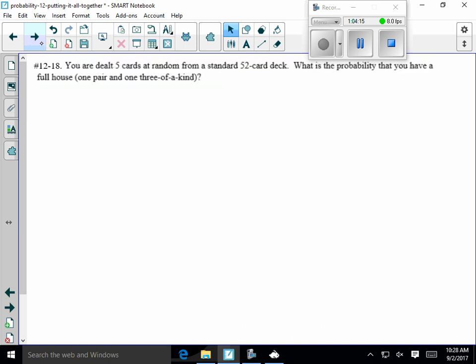Okay, let's try another one here. It says you're dealt 5 cards at random from a 52 card deck. What's the probability that you have a full house, which is a pair and 3 of a kind? So pause this and give this one a try.